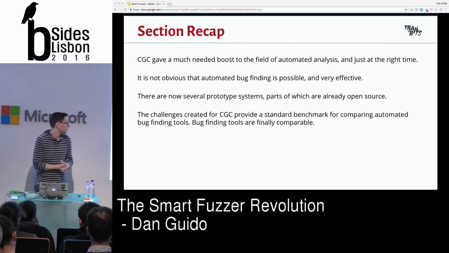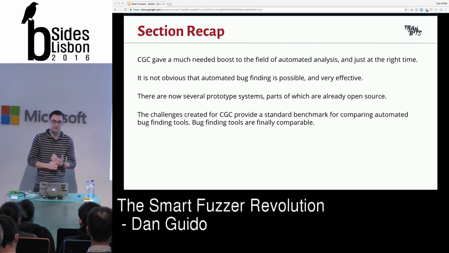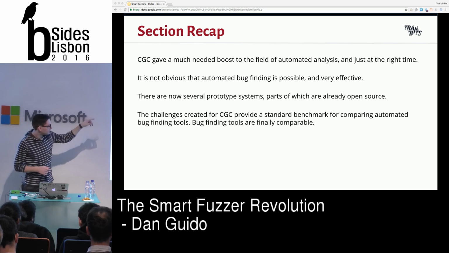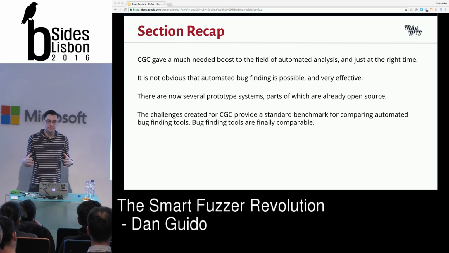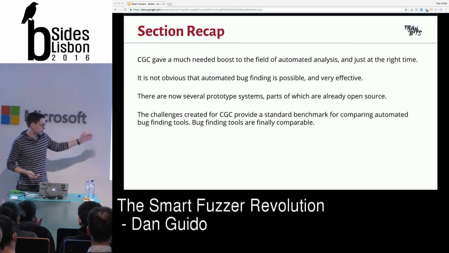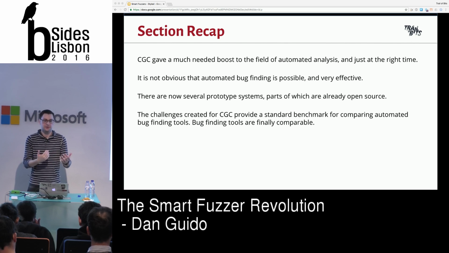So to recap here, CGC gave a much-needed boost to the field at exactly the right time, as this was really heating up, as people were starting to think about SAGE and what kind of impact technologies like that could have outside of Microsoft. It is now obvious that automated bug finding is possible and very effective. We have prototypes available. You can go on the internet now and download entire code bases that were funded by this challenge. And the challenge sets that were created for the Cyber Grand Challenge enable me to measure my tools against yours, and we can have an honest, objective conversation about the benefits of each.